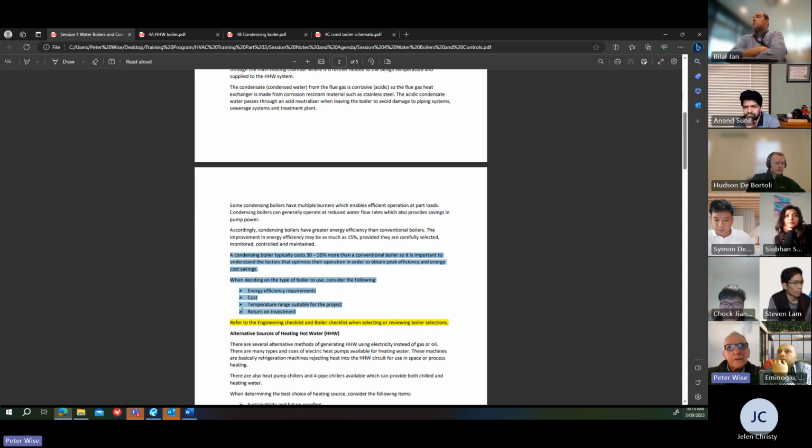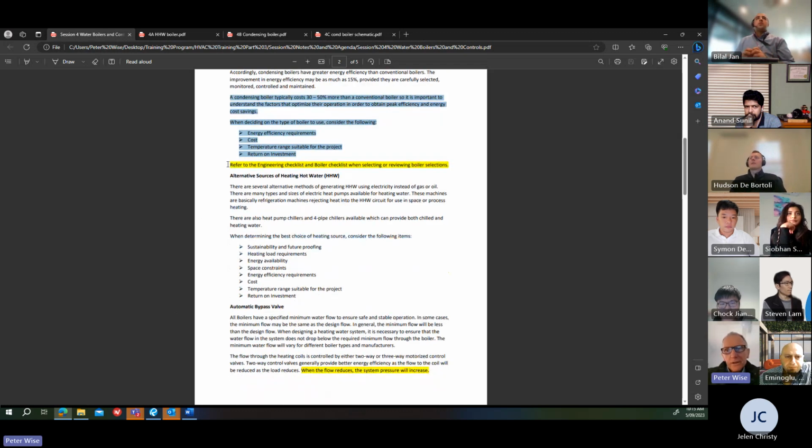Return on investment: over the longer term, the savings in energy cost may be enough to recover the initial capital cost. And that's the whole idea, that over time, you're going to recoup that initial investment in a condensing boiler.